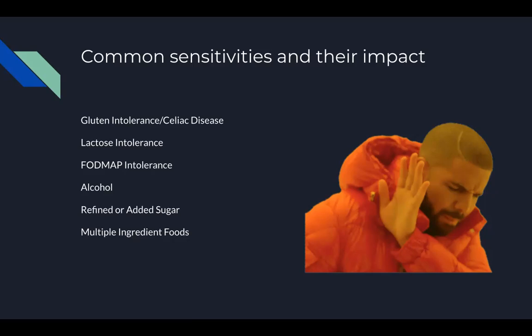And then the next one on this list is the FODMAP intolerance. So this stands for a bunch of very scientific words: fermentable oligosaccharides, disaccharides, monosaccharides, and polyols. FODMAPs are a group of carbohydrates that are not easily absorbed by some people, leading to digestive symptoms. So common high FODMAP foods include certain fruits such as apples and pears, wheat products, onions, garlic, legumes, and some dairy products. Some individuals with irritable bowel syndrome find relief from their symptoms by following a low FODMAP diet.